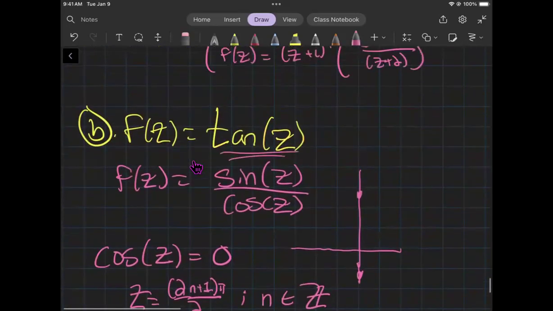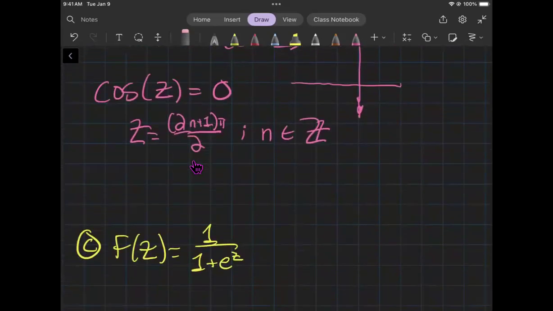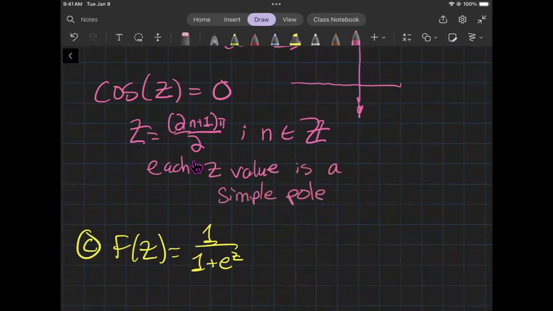Tangent of z is not raised to an exponent, okay? So each z value is a simple pole. Okay, is a simple pole. All right.